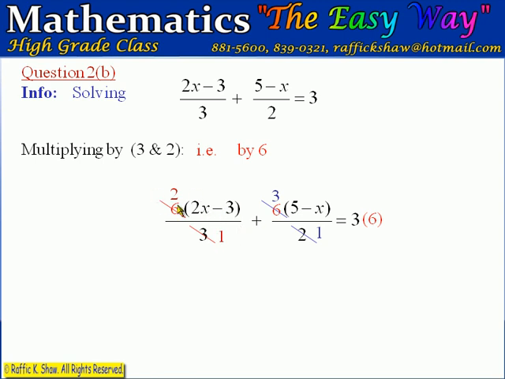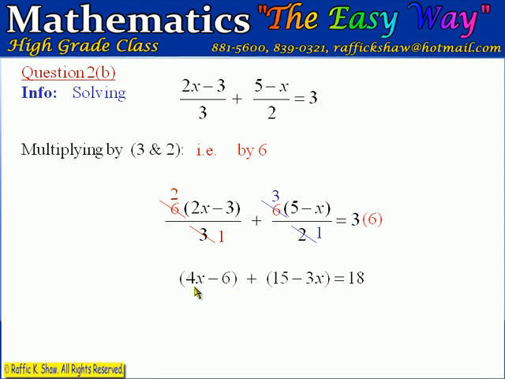So here now, we're going to multiply this 2 by the 2x minus 3, and that's going to give us 4x minus 6. And here, we're going to multiply this 3 by the 5 minus x, and that's going to give us 15 minus 3x. So let's show that result in the next line. That's 4x minus 6 from here. 2 multiplied by 2x is 4x. 2 multiplied by negative 3 is negative 6. 3 multiplied by 5 is 15. And 3 multiplied by negative x is negative 3x. And then 3 multiplied by 6 here is 18.